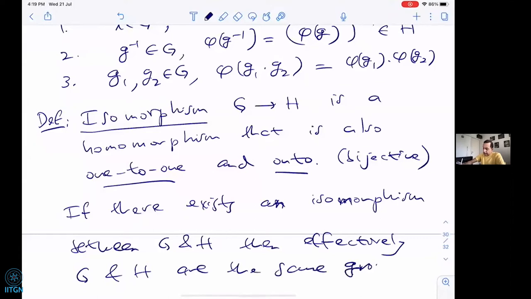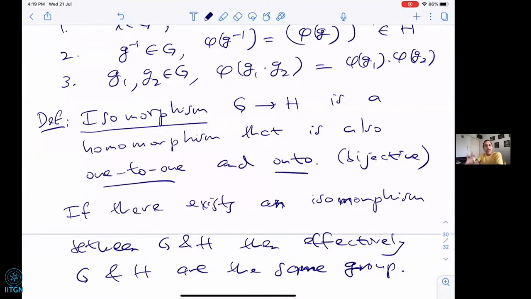Now, why did I say effectively? If I was a mathematician, I wouldn't have said effectively. G and H really are the same group, because a group is its collection of abstract elements. But in physics, we often think of a group as represented by a transformation or a process or a change of something, or a physical rotation of some axis or some figure or something, okay?